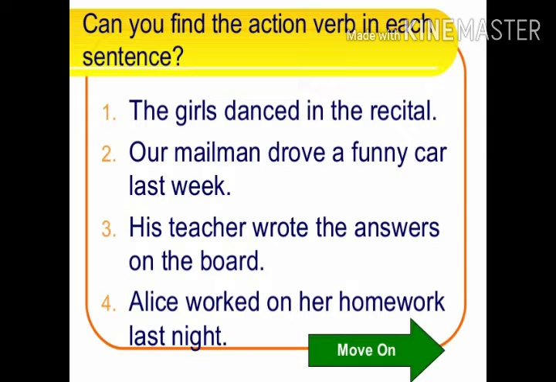Question number 3. His teacher wrote the answers on the board. Here, wrote is the verb. Question number 4. Alice worked on her homework last night. So here, worked is the action verb.